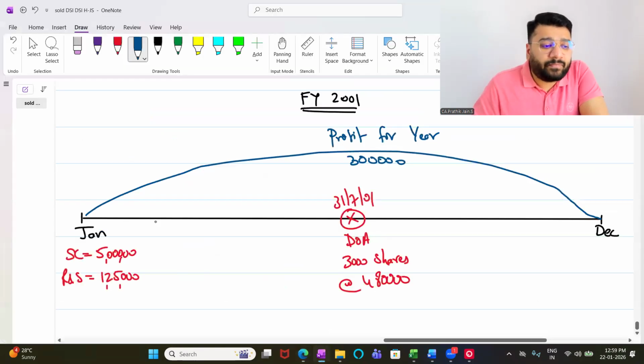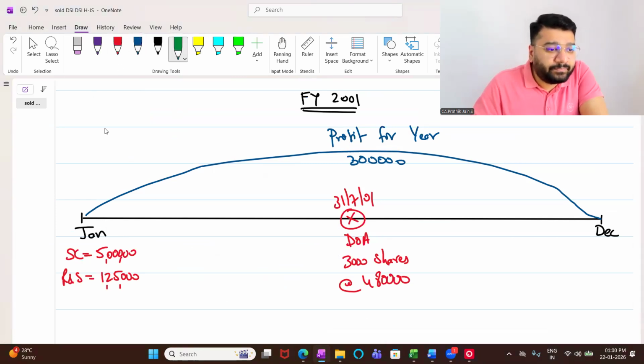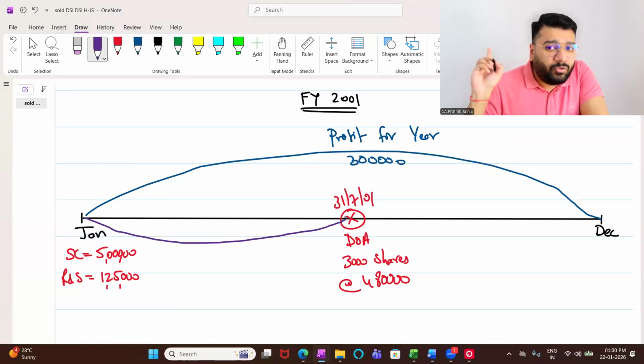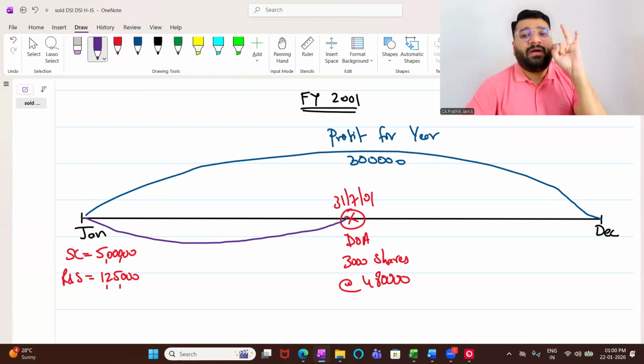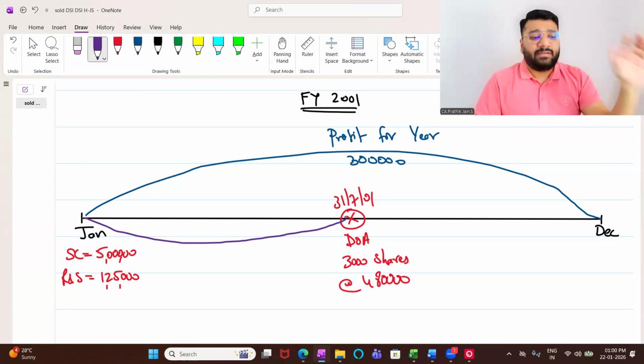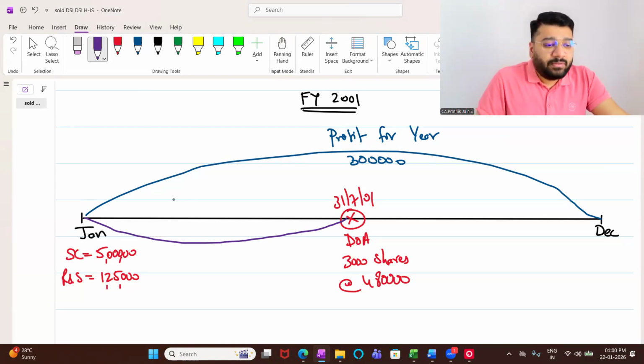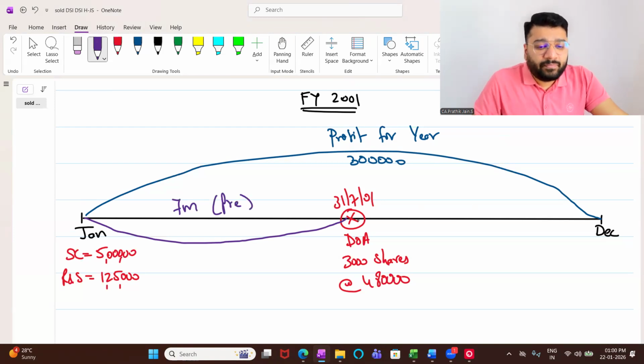Now tell me, how much is pre-part, how much is post-part? How much is pre, how much is post? All the data is on the board. Jan, Feb, March, April, May, June, July 31st. 7 months is pre, 5 months post. What are you calculating?